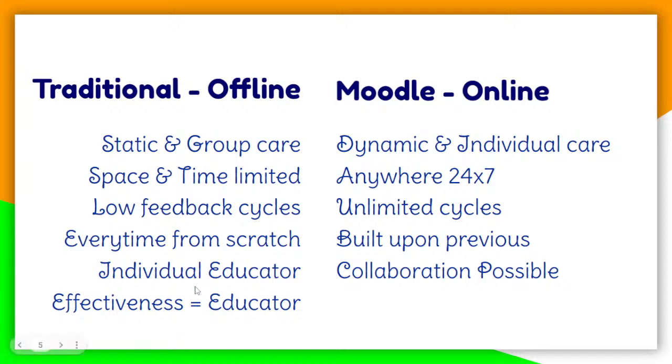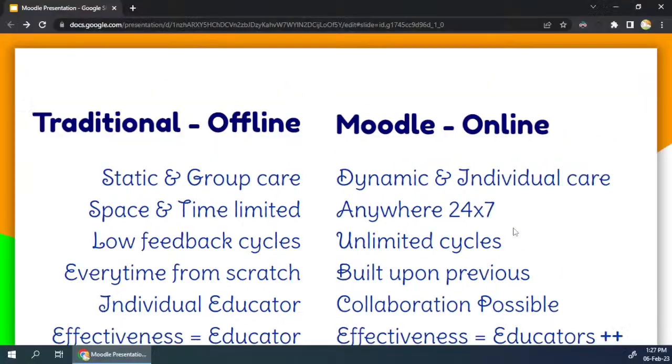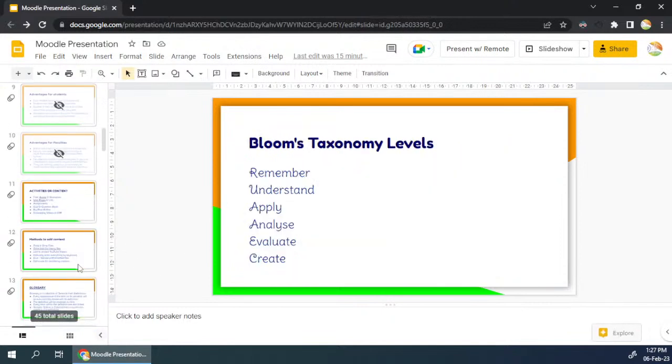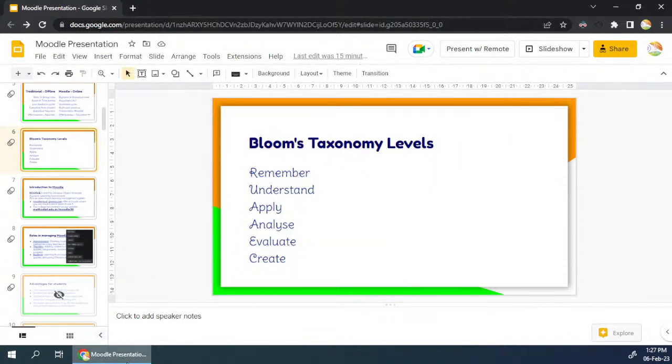So that's the thing. Then effectiveness, it is just limited to the educator, whereas when it comes to Moodle, effectiveness is much more than educators. Fine. So this was the quick recap of the differences between using the traditional method and Moodle or online. Actually, I didn't get enough time to prepare on NBA and NAAC, but I have sufficient data over here, which I think I'll be able to share with you all.